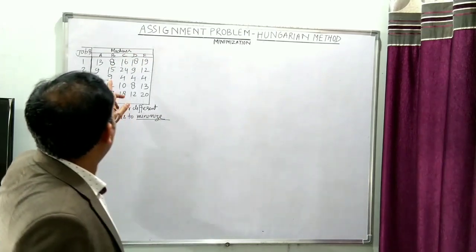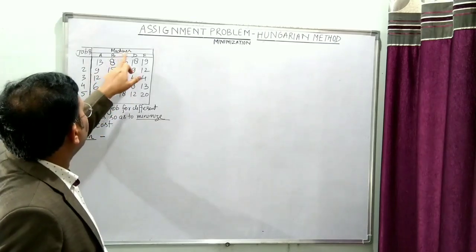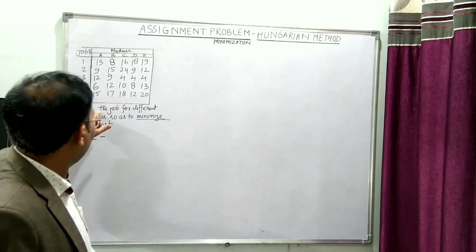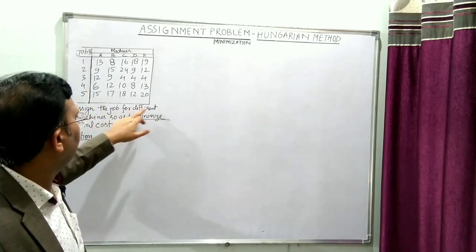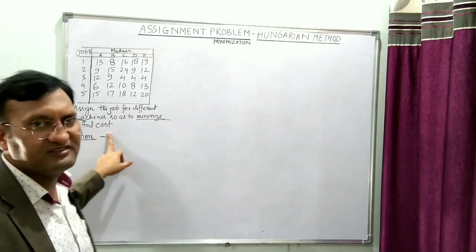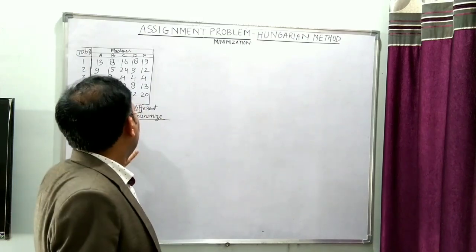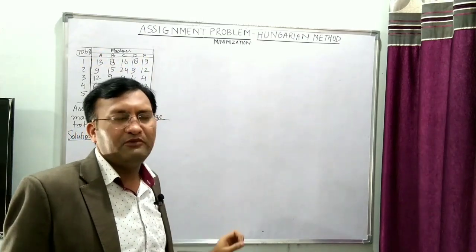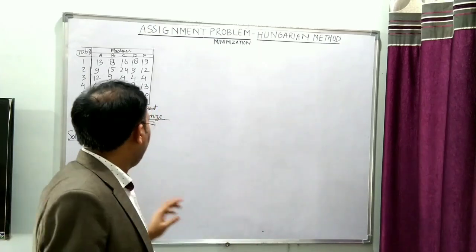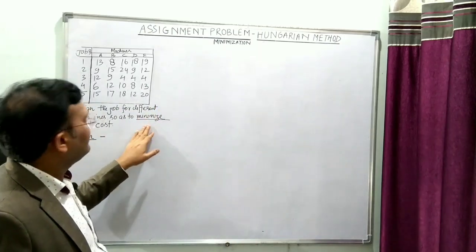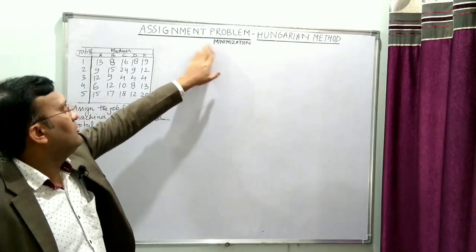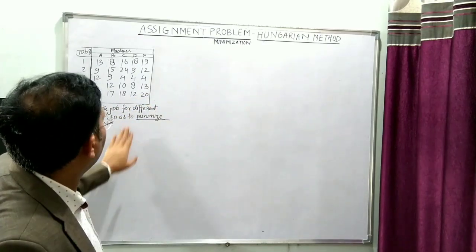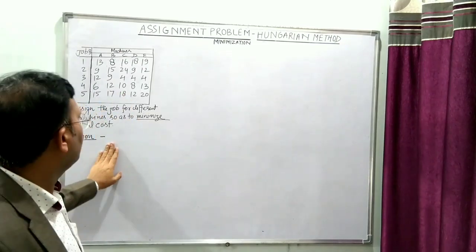So look at the board, we have got certain machines and certain jobs. So our work is to assign the jobs to different machines so as to minimize the total cost. That means we have to assign all the jobs to all the machines to minimize the total cost, right? So this is the minimization case of the assignment problem, right? So how we'll be solving it, just look.